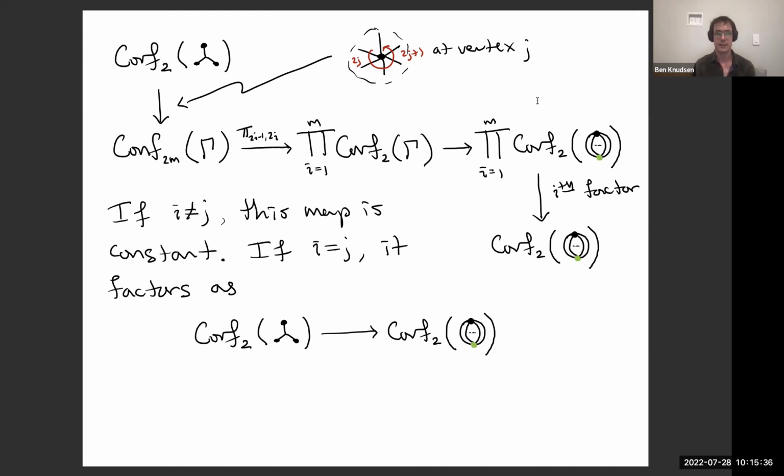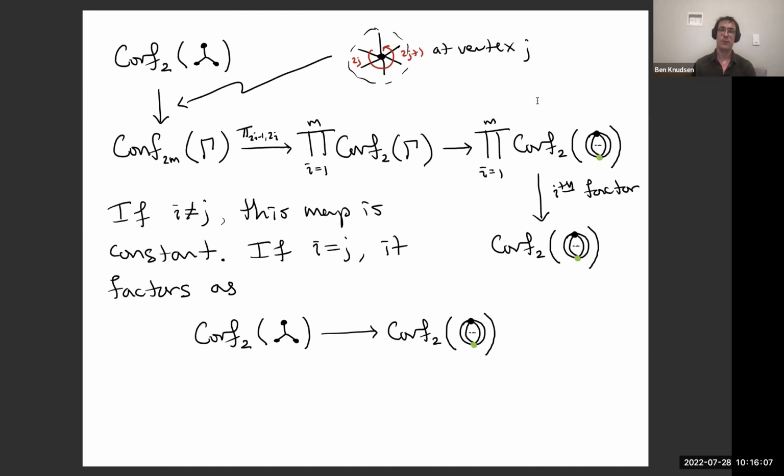So I can't get away with something quite so easy, but now the point is that the behavior that we're putting in and the behavior that we're sort of looking for as we map out are different behaviors. So this vertical map has particles 2j and 2j plus 1 orbiting at that vertex. And then I'm following that by projecting onto particles 2j minus 1 and 2j, because i is equal to j.